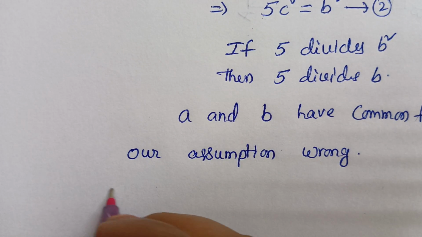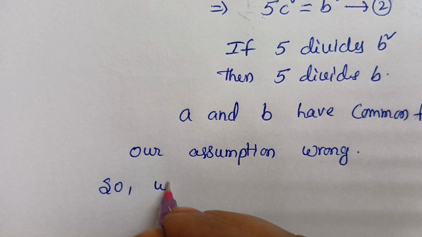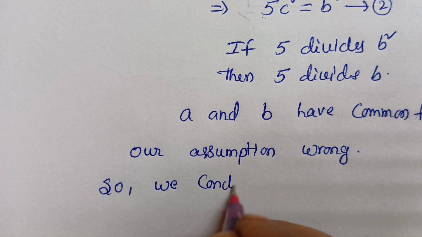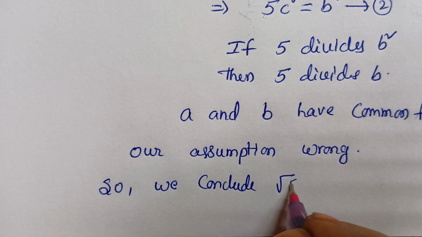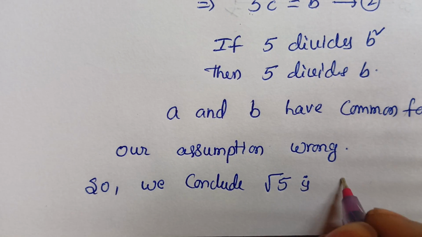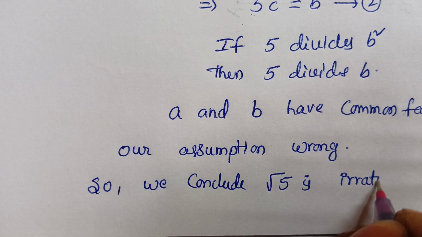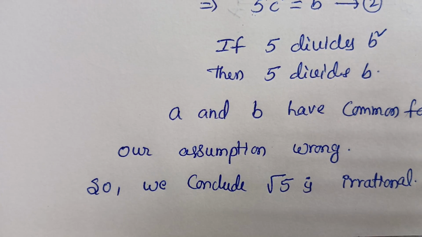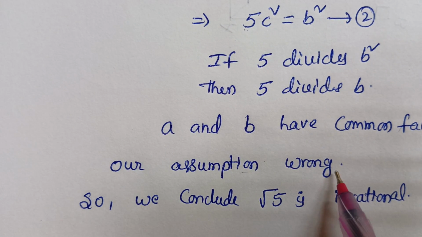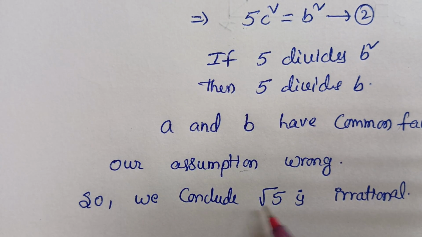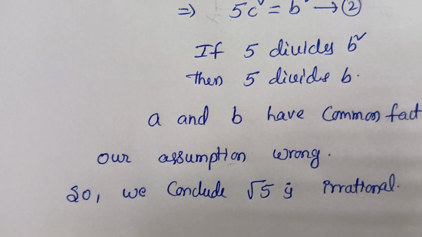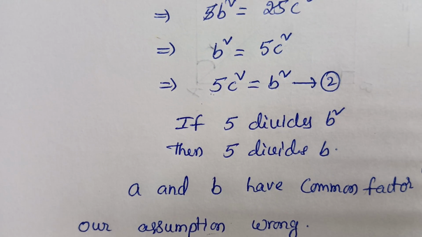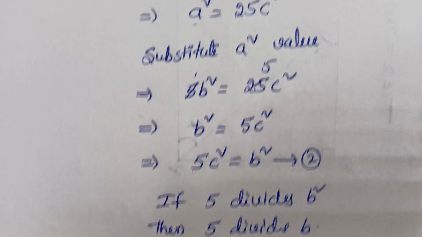So we conclude that root 5 is irrational. In the opposite way only, we proved it. Our assumption was wrong, that's why root 5 is irrational. This is the solution for proving that root 5 is irrational.